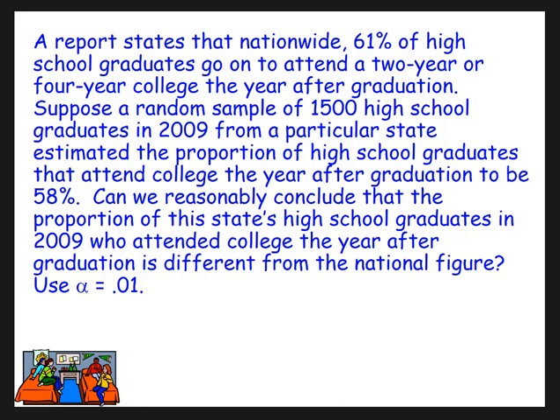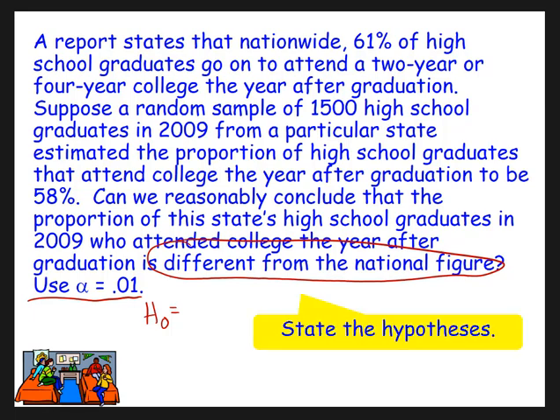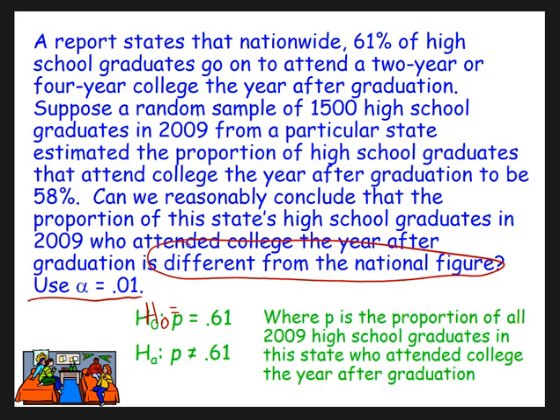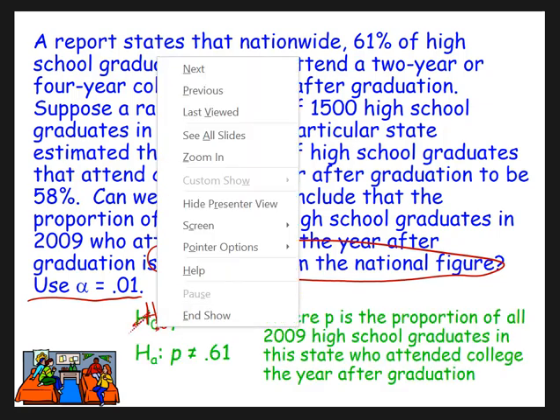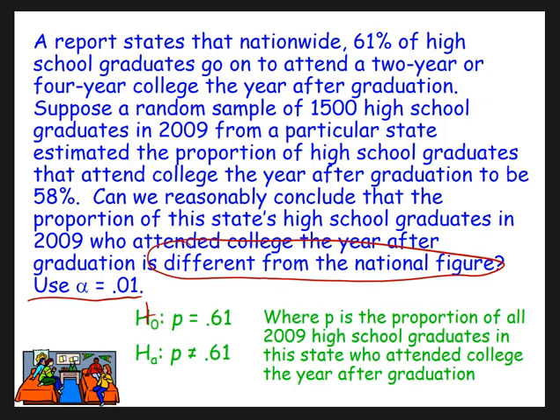Now, it just says different from the national average. It doesn't say less, it doesn't say greater. In our problems that we're going to do in this course, we're going to be told what to use for alpha. So we're asked to use alpha of 0.01. So the null hypothesis, of course, is going to be that the proportion that go on is 0.61. And the alternative is going to be that it's different from 0.61. Notice we did not say when we were talking about the alternative that it was less than that. We just wanted to say it is different.